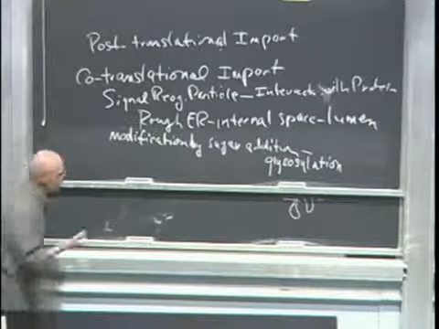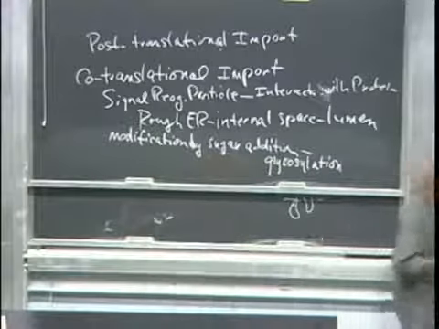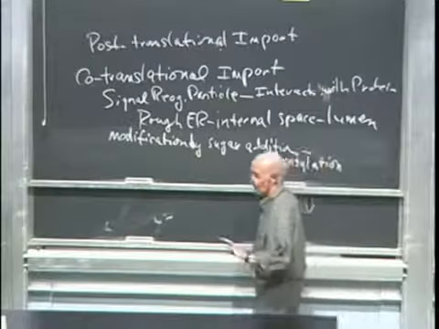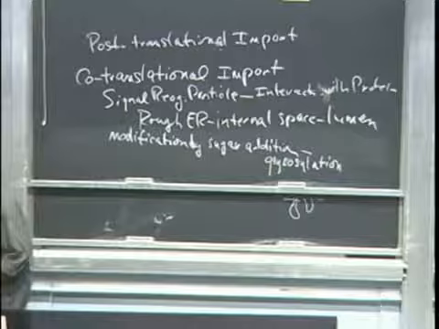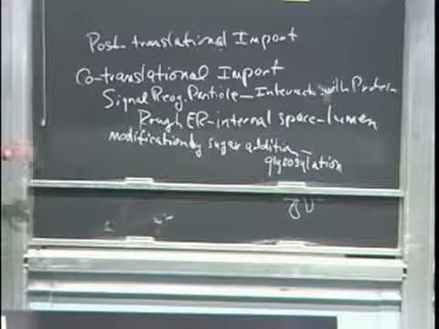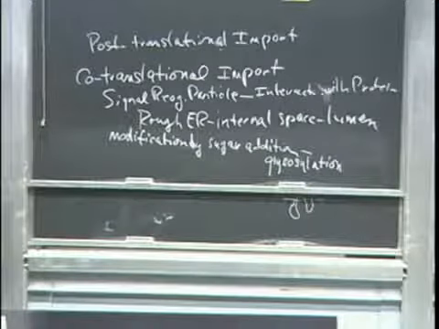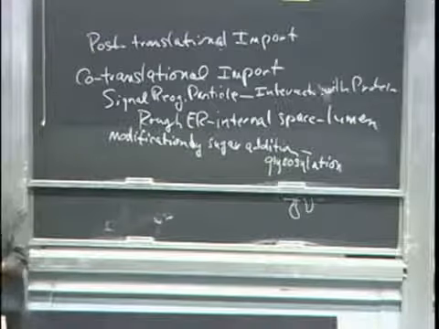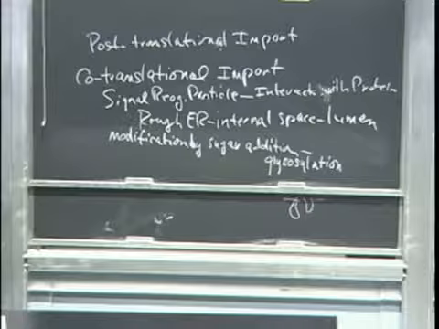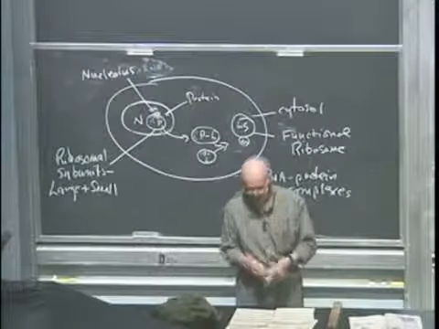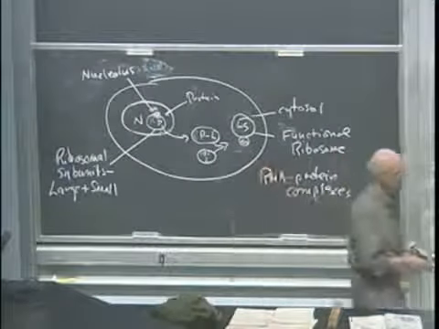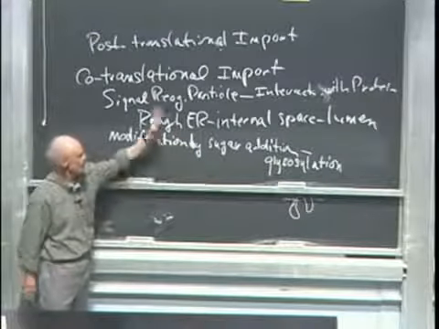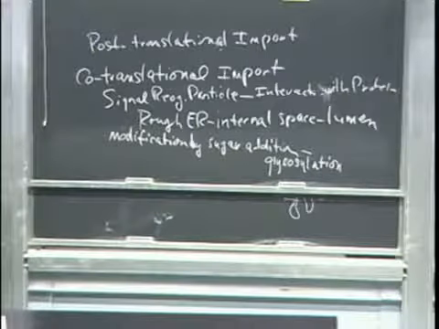Okay, let me say a couple of words about some of these other organelles that I've mentioned. I've mentioned peroxisomes, lysosomes, chloroplasts, mitochondria. Since we're talking about the co-translational import system, I'll talk about lysosomes. Lysosomes are unusual organelles. They have a membrane around them. Okay, we know that. Their proteins come from the Golgi complex, so they're in this endomembrane system.